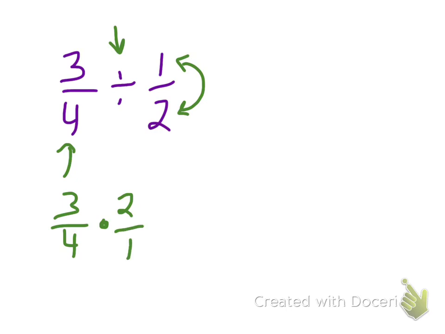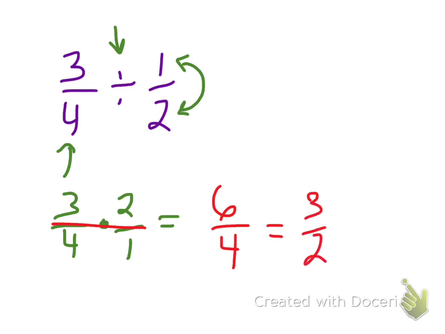So instead of dividing by a fraction, instead of dividing by 1/2, I am now multiplying by 2/1. And once it's a multiplying problem, I now think of it as one fraction and multiply straight across. 6/4. That can reduce down to 3/2.